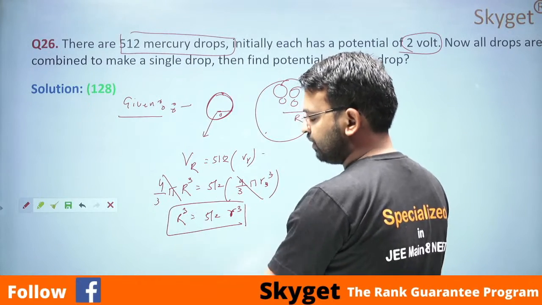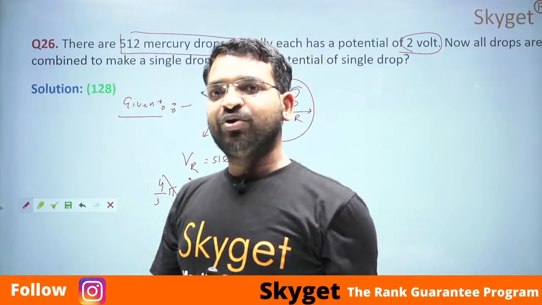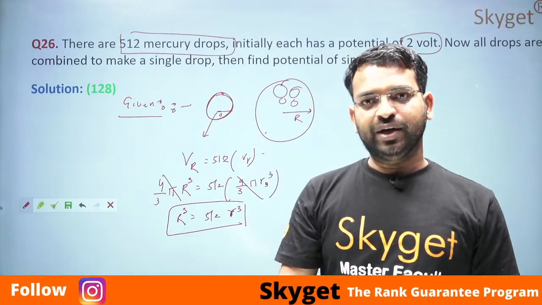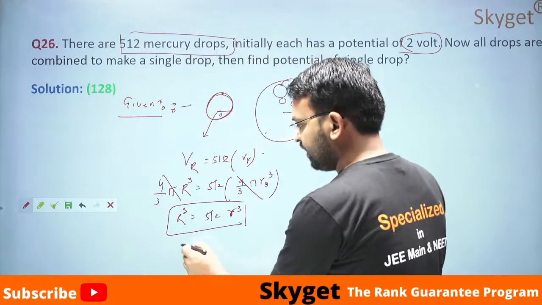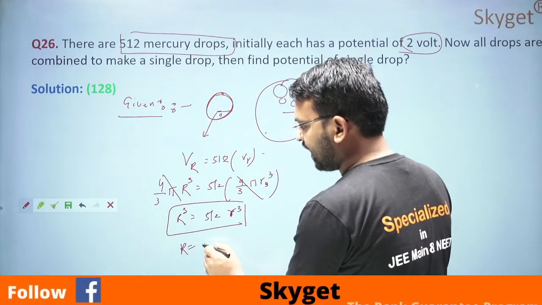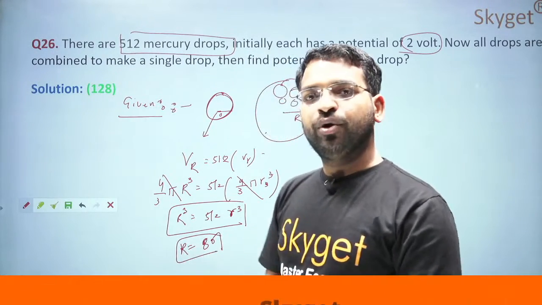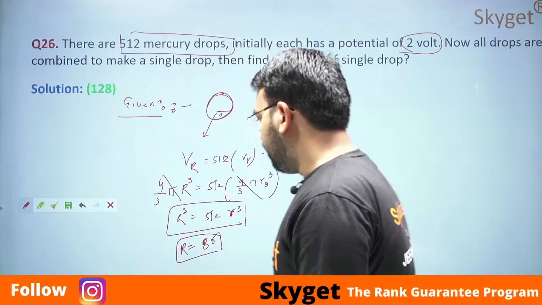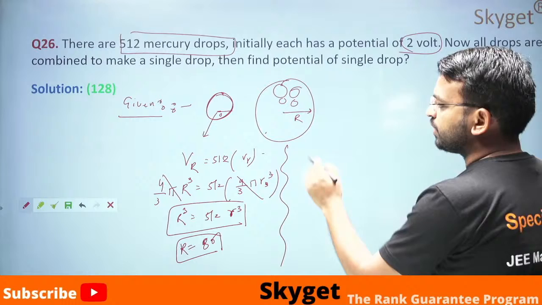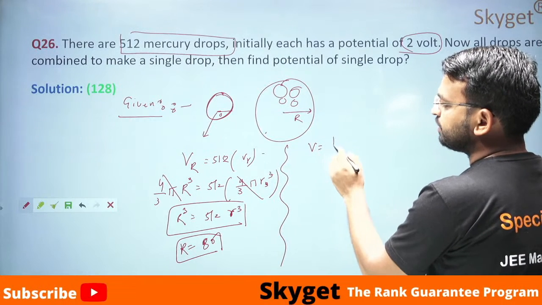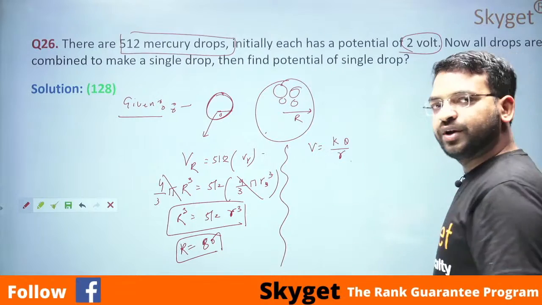Now this common value goes away, and R cube comes out to be 512 into r cube. From here, what is the cube root of 512? Cube root of 512 is 8. 8 into 8 is 64, 64 into 8 is 512, right? So from here you derive one relation: capital R is going to be 8 times small r. Now we know the potential because of one drop is kq by small r. This is one relation we know.